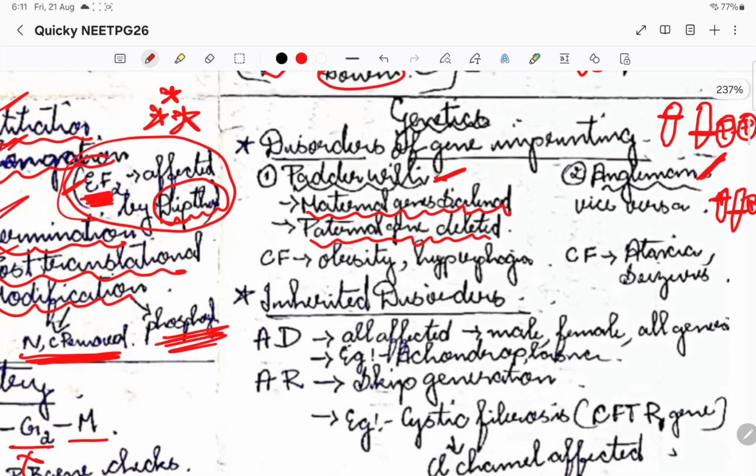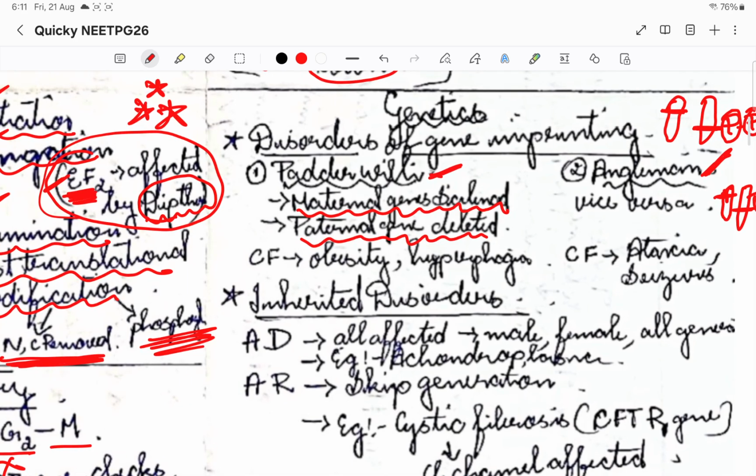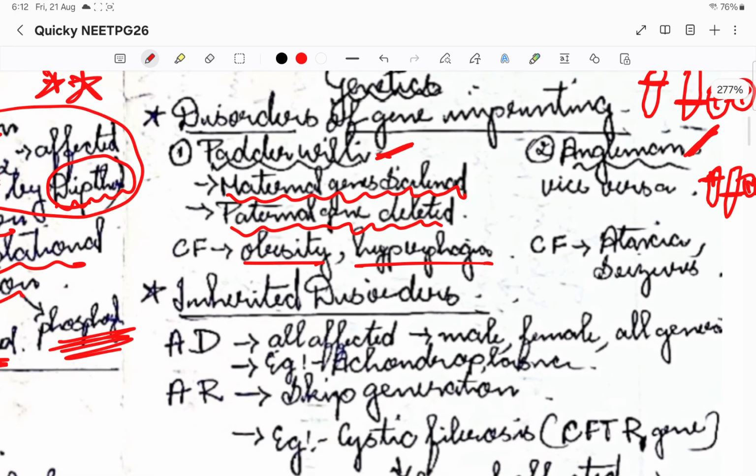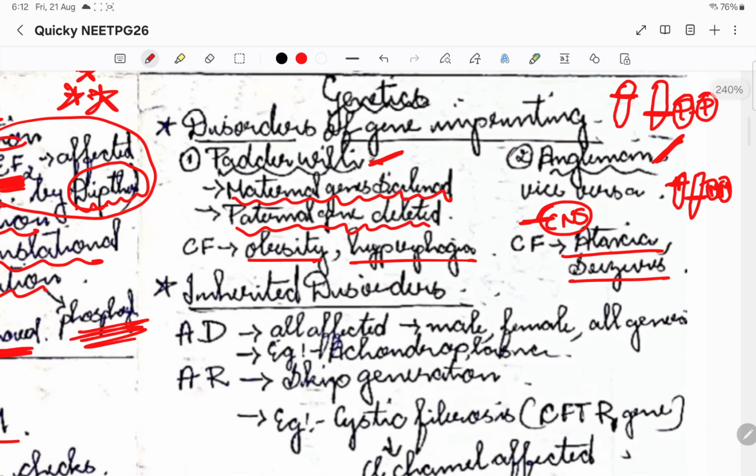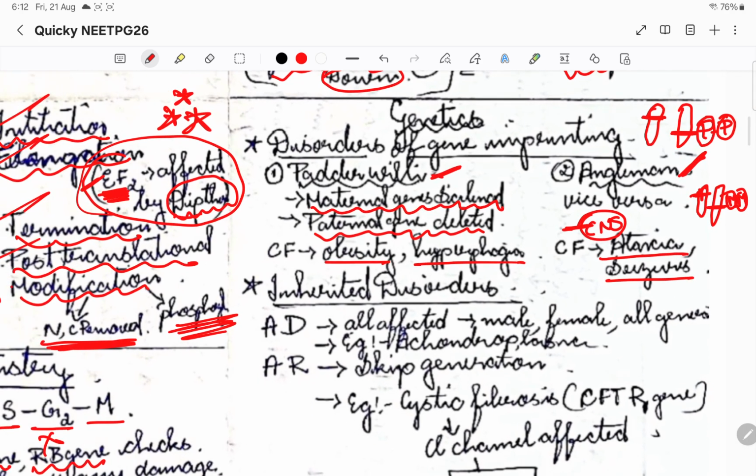So how will both of these present? Prader-Willi syndrome will present with obesity and hyperphagia, meaning too much eating. That is how you can remember the presentation. Whereas Angelman syndrome presents with ataxia and seizures. Remember, the CNS pathologies are with respect to the mother, that is, M is deleted. If the father's gene is deleted, then it is going to be obesity and hyperphagia. In that way it will be easier for you to remember.